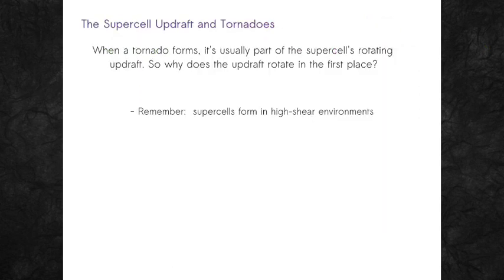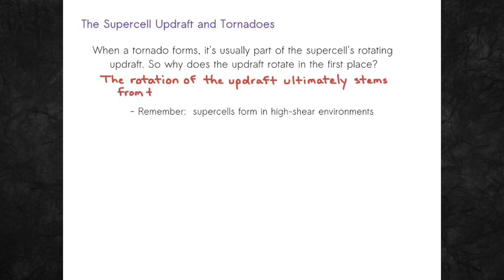So that being the case, that raises the question, why is it that this updraft is rotating in the first place? Why does the updraft associated with the supercell rotate? Well, it turns out that the rotation of the updraft of the supercell is ultimately going to stem from the wind shear in the environment. So the rotation of the supercell updraft ultimately stems from the wind shear in the environment.